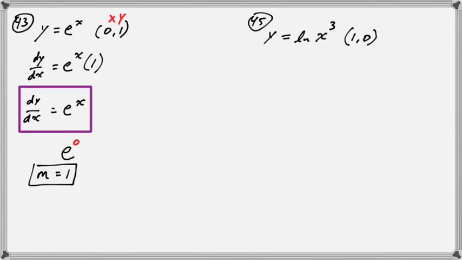Basically, you just take the derivative and put in the x value. It says find the slope of the tangent line to the graph of the function at the indicated point. So that's what I just did.